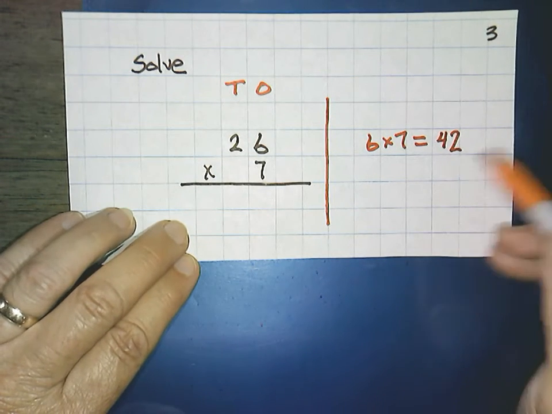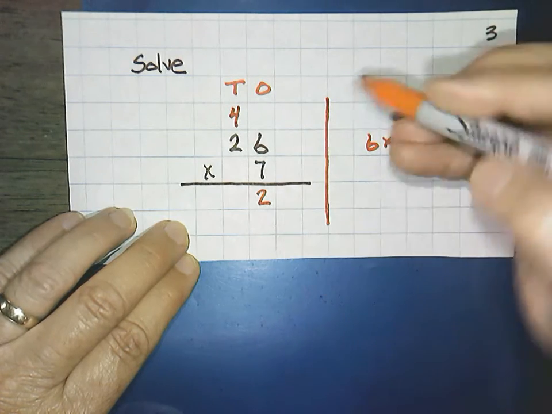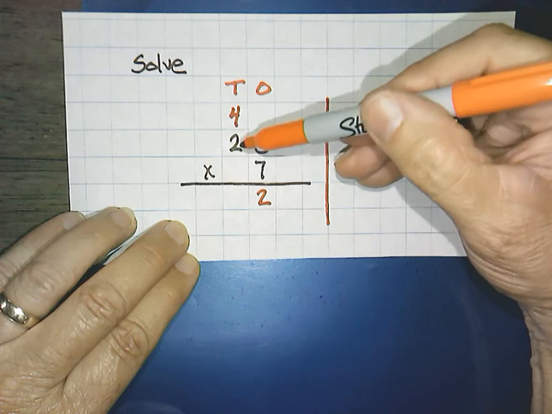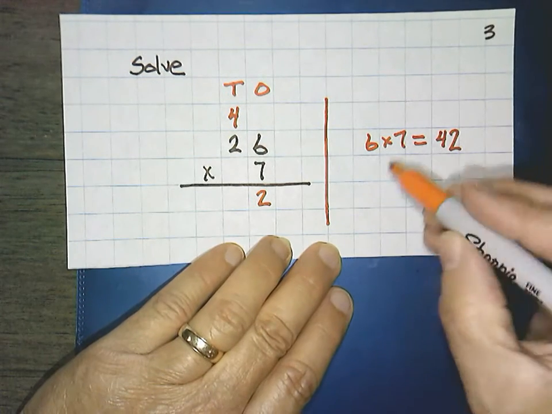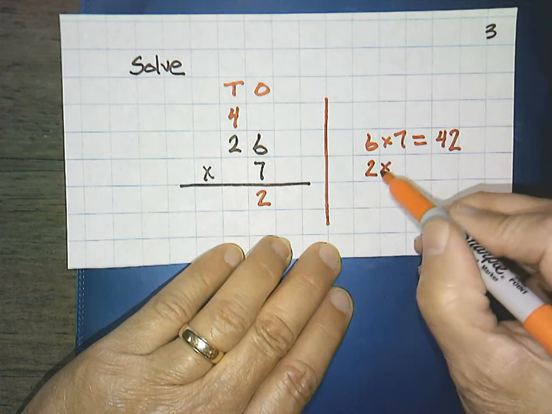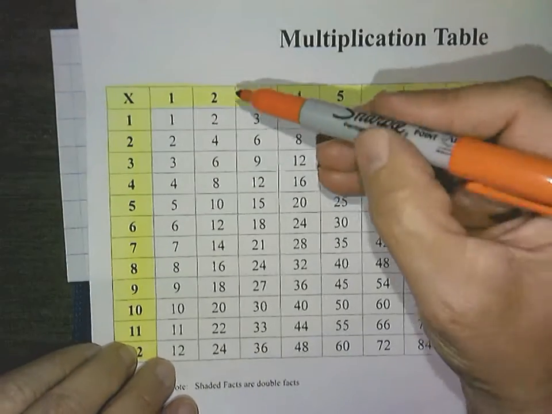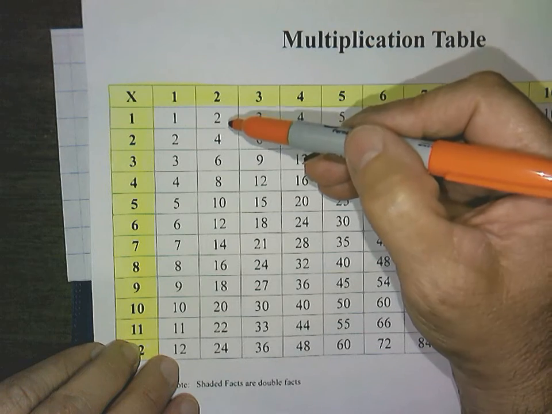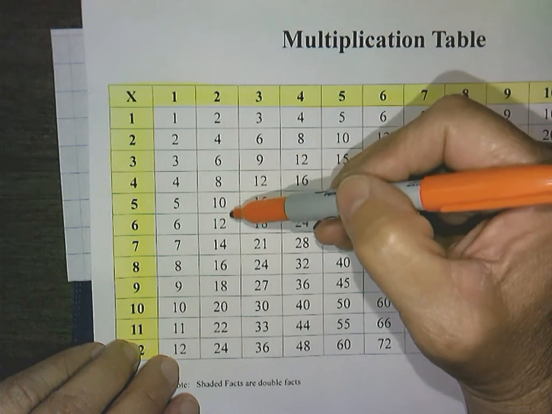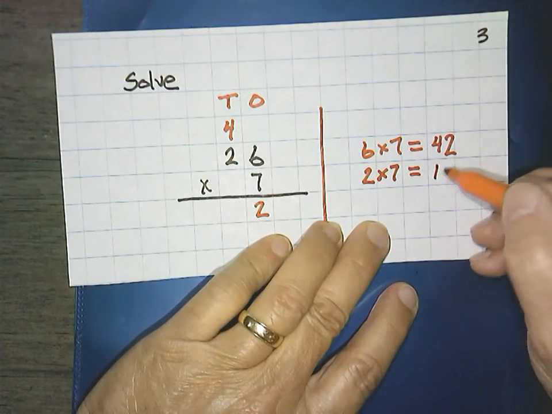42 is a 2-digit answer, so that means I'm going to have to regroup. And now I'm going to do 7 times 2, or you could also say 2 times 7. Either way is fine. 2 times 7, if I use a chart, I know it's going to be 14, but I'll show you why. Here's the 2, and I'm going to count 7. 1, 2, 3, 4, 5, 6, 7. That's going to be 14.